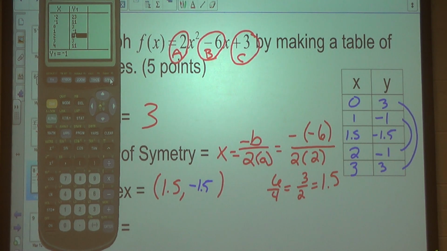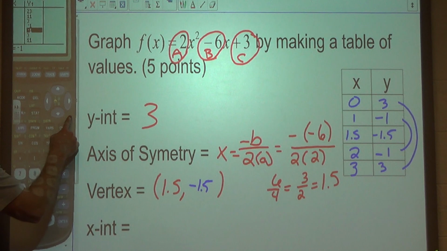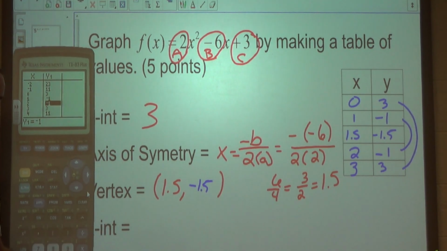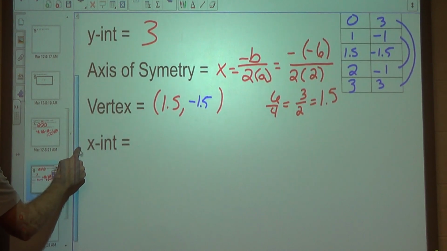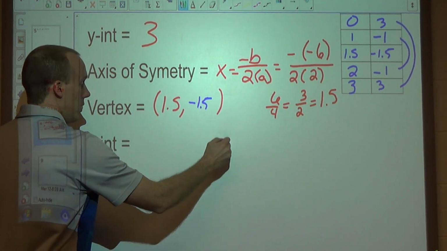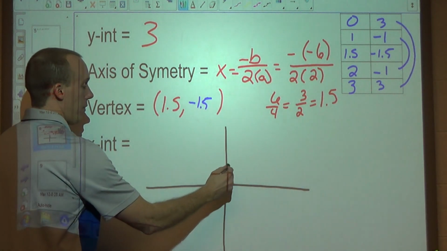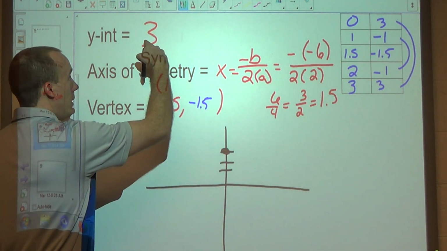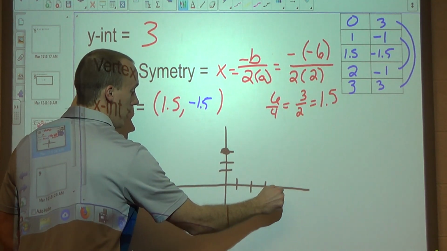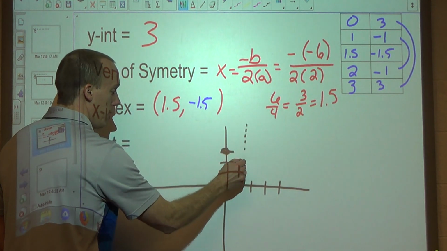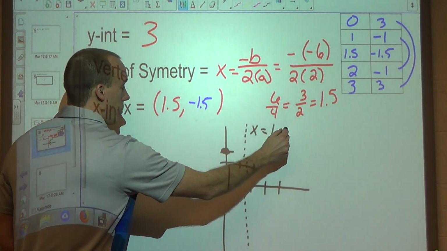And the last thing is we want to find the x-intercepts. Now, let's actually graph this quick here first, and then I want to show you one other thing. Okay, so if I graph this, it crosses at 3 for the y-intercept. Okay, axis of symmetry is at 1.5. So 1.5 would be in the middle of this. Okay, you go x equals 1.5.